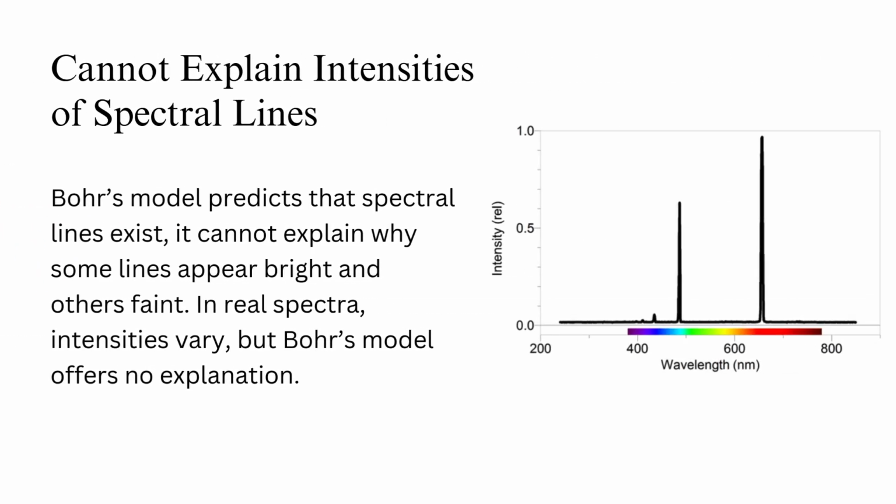Cannot explain intensities of spectral lines. Bohr's model predicts that spectral lines exist. It cannot explain why some lines appear bright and others faint. In real spectra, intensities vary, but Bohr's model offers no explanation.